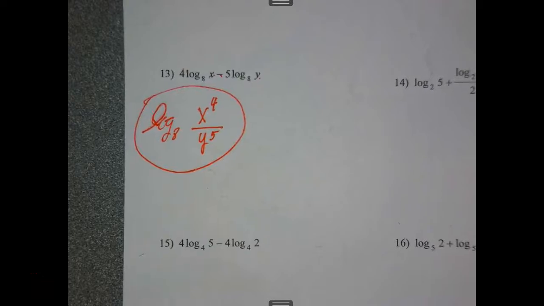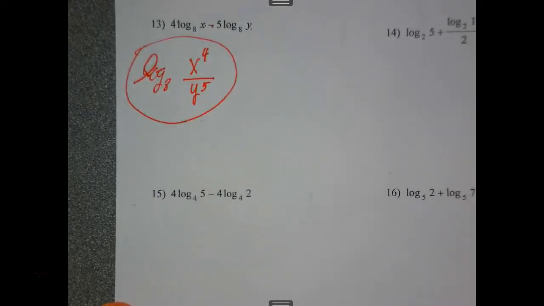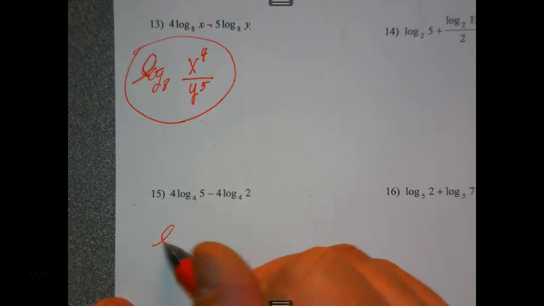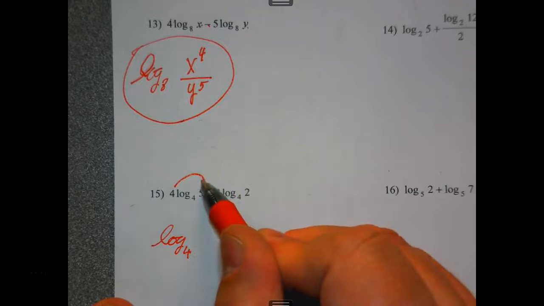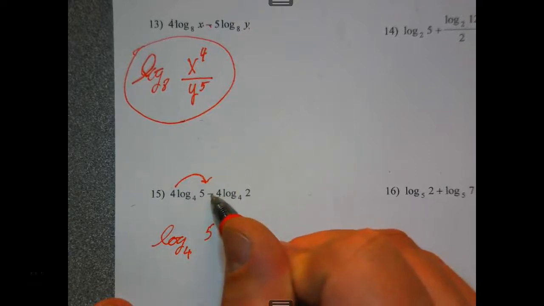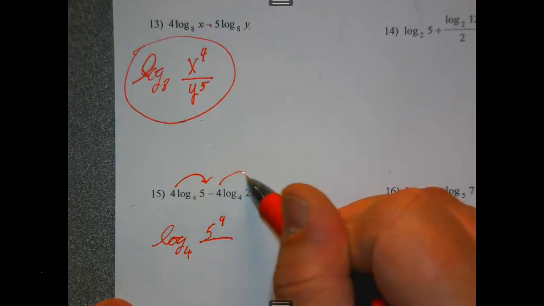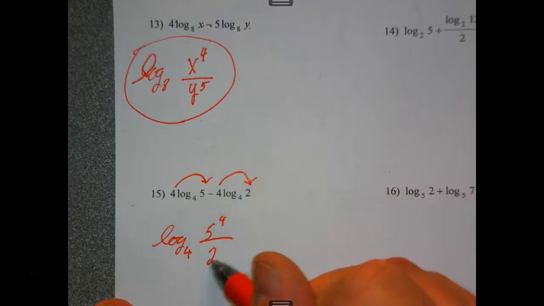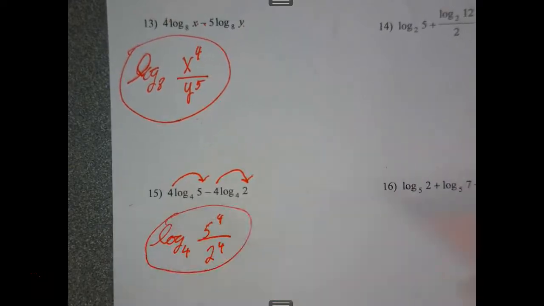How about 15? Division again, right? So I have log 4. 4 is an exponent of 5. Minus tells me division. 4 is an exponent of 2. No, you don't even have to simplify. I don't care.